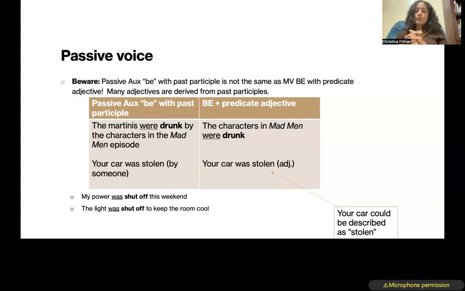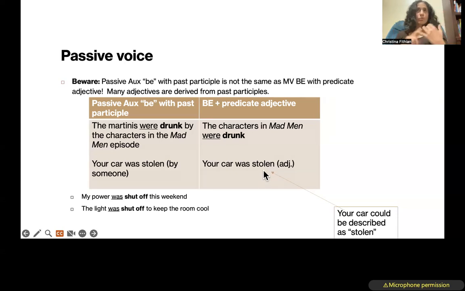Now, let's picture another example. Recently, I bought a used car. I'm driving it down the freeway. Cop pulls me over and he says, ma'am, did you know your car was stolen? In other words, your car could be described as stolen. Now in here, it's a little bit strange to use was, so let's change that to is instead. Your car is stolen, meaning you are driving a stolen vehicle. Stolen is an adjective that's describing car. Here, in this instance, we have be plus a predicate adjective.